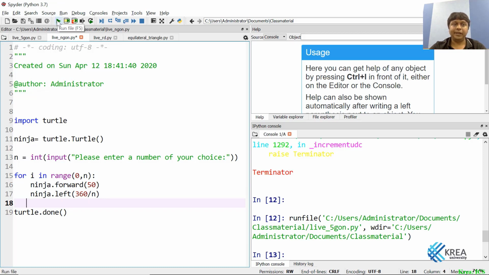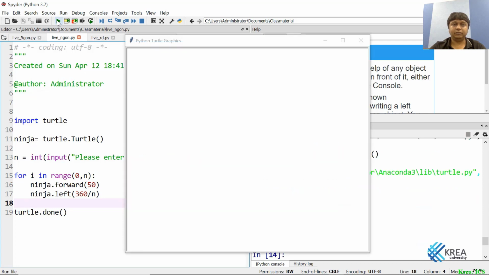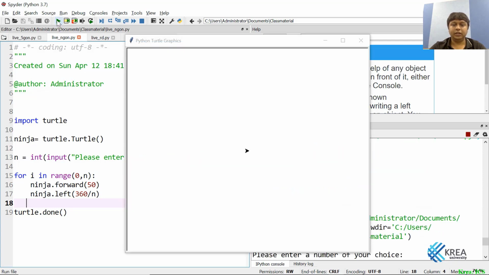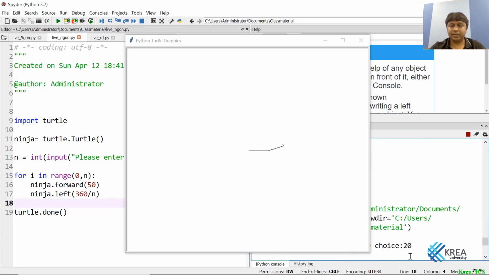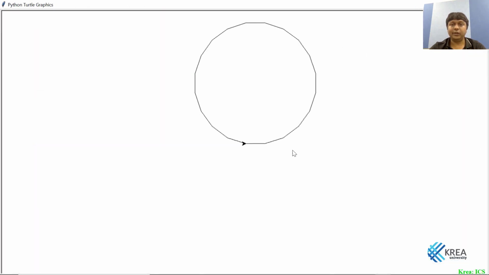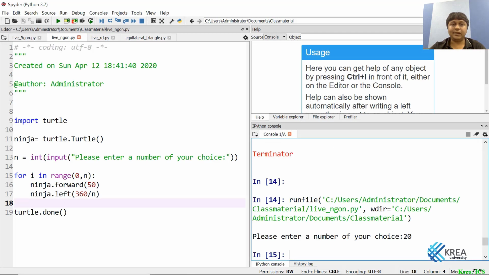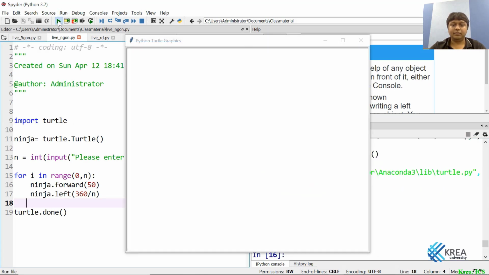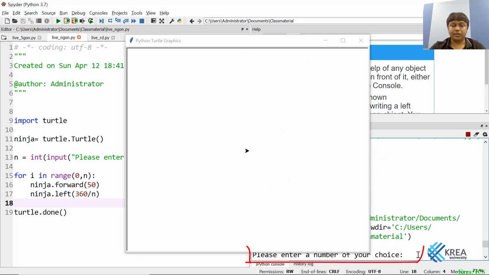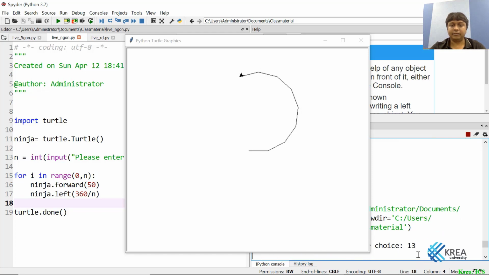And as you can see here, we run the code. So here it's asking us to enter a number of our choice, and let's say I enter my number as 20. It makes a 20-sided polygon that you can see here. Right? Now let's just try and play around with this again. We run this code again. It asks us to enter a number of our choice, and let's say I keep it 13. So here we have a 13-sided polygon.